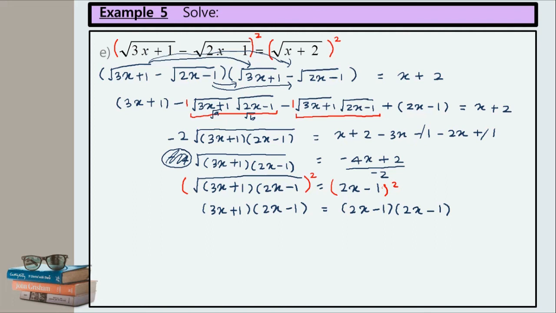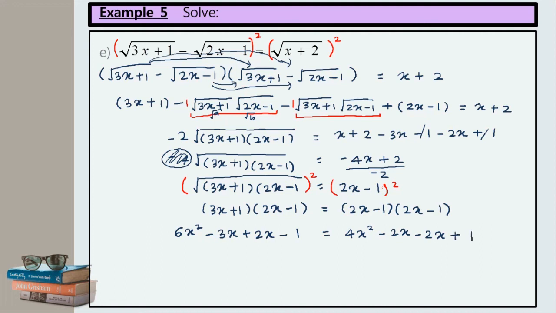How to solve? First, we need to expand. We need to expand first. Okay, expand carefully, please. 3x times 2x, we have 6x squared. 3x times negative 1, minus 3x, plus 1 times 2x, positive 2x. 1 times negative 1, negative 1, equal to 2x times 2x, 4x squared. 2x times negative 1, negative 2x. Negative 1 times 2x, minus 2x. Negative 1 times negative 1, plus 1.